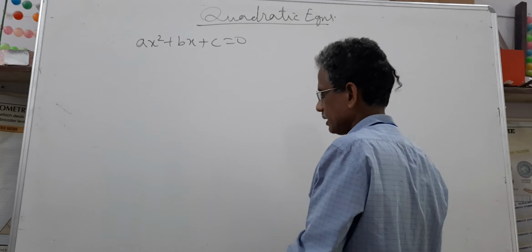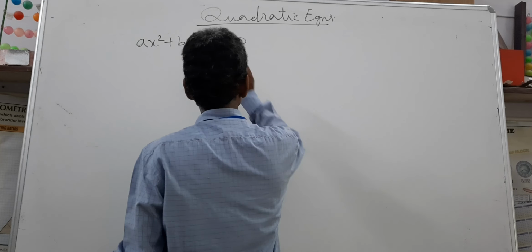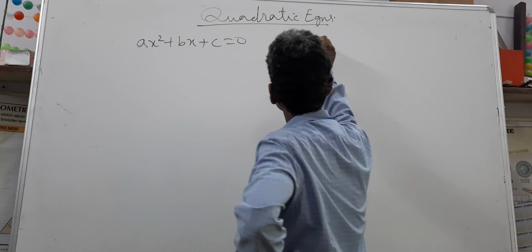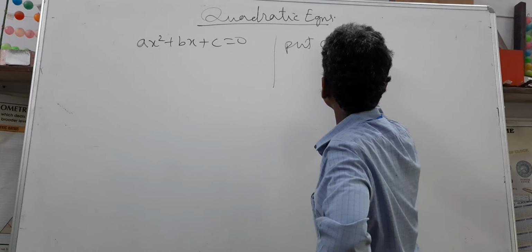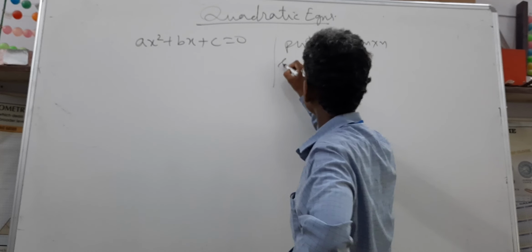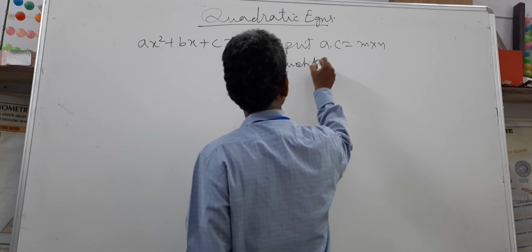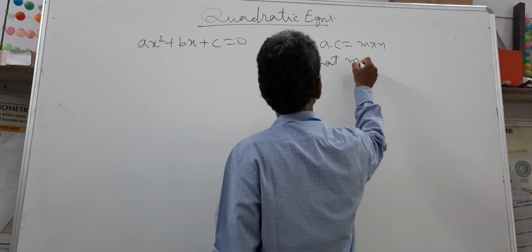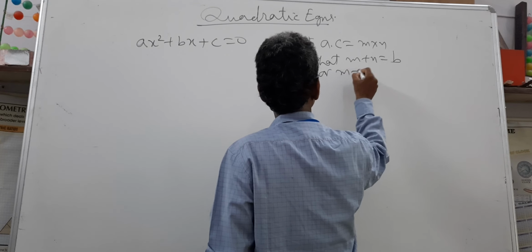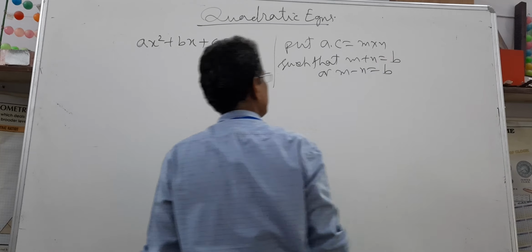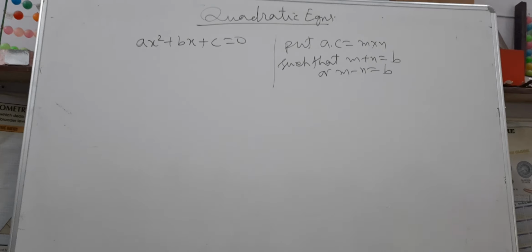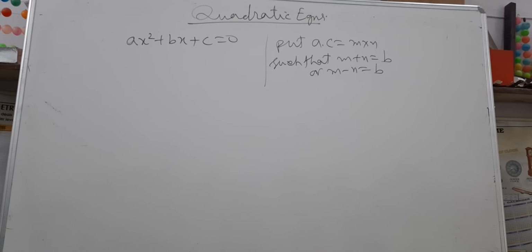First, start with the factorization method. To factorize this quadratic, put a into c equal to m into n such that m plus n is equal to b or m minus n is equal to b. Let us take an example.